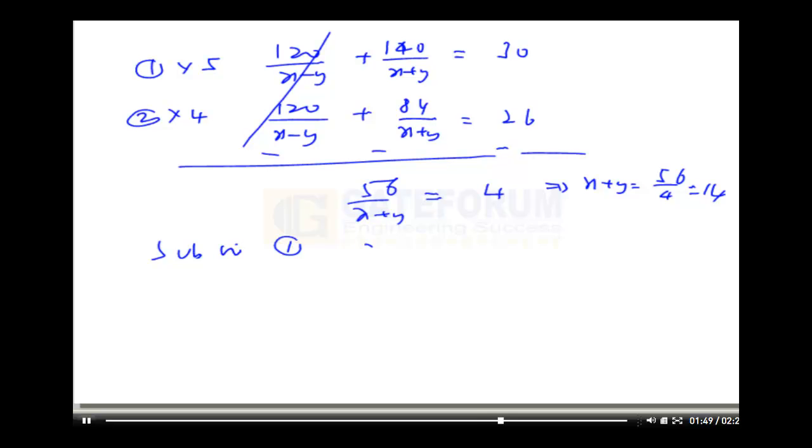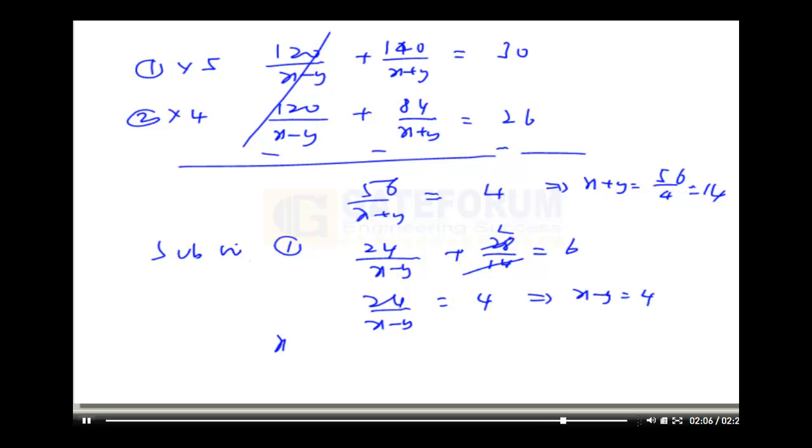Substituting in 1, 24 by x minus y, 28 by 14 is equal to 6, which means 24 by x minus y is 4. So x minus y is 6. So if you have x plus y is 14, x minus y is 6, then y will be 8 by 2, 4 miles per hour.